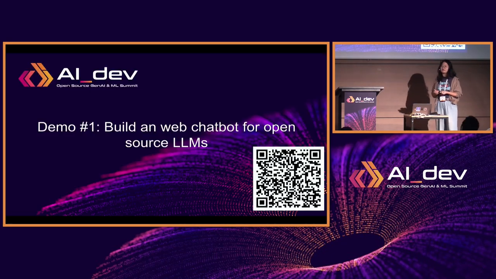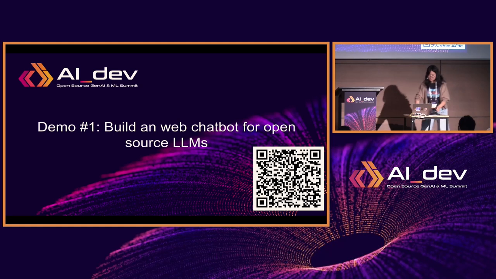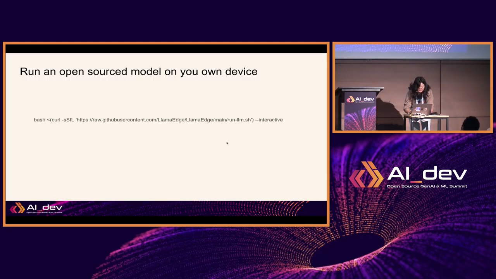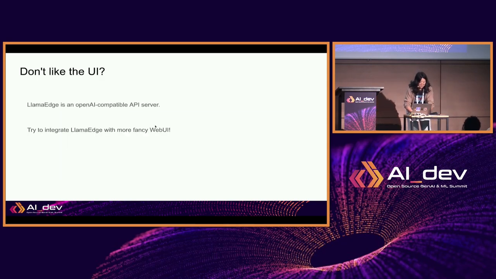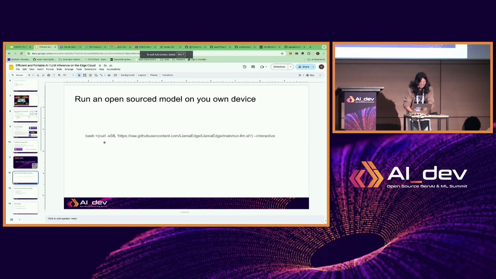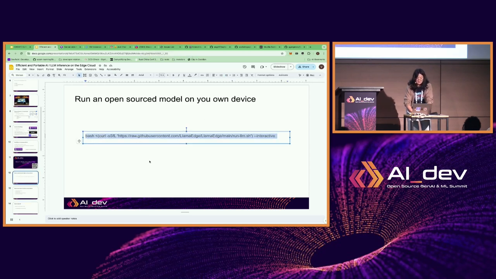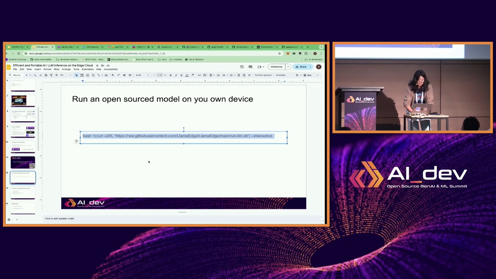Okay, so we have enough concepts. I'm going to do our first demo, and you can scan this QR code. This QR code is a web page that includes all the command lines in my demo. So let's do the first one. The first one is quite simple. I will use this command line to build a web chatbot UI for the Llama 3 8 billion model on your own device. The first thing is that I will copy and paste this command line.